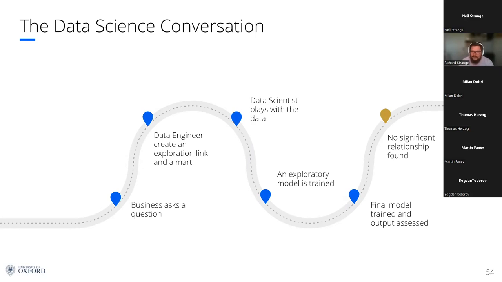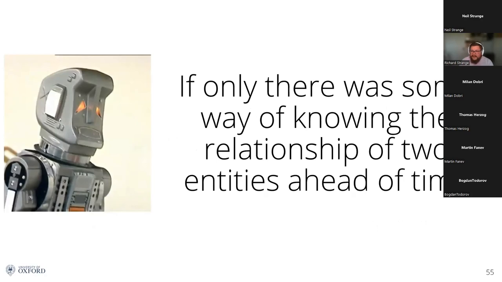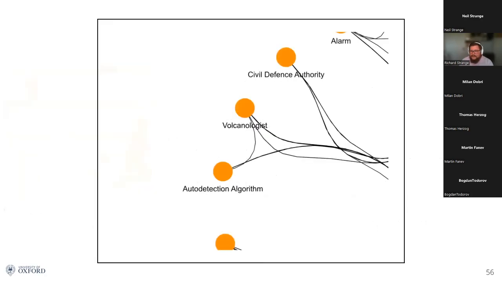3, 4, 6, 8 weeks lost. If only there was some way of knowing the relationships of two entities ahead of time. Well, yeah, ontologies are for cheaters. We can find these ahead of time. We don't create the exploration links on a hunch or a standard business question. We create them because we know there's an entity relationship between them. There's a semantic relationship between them already. We're cheating.